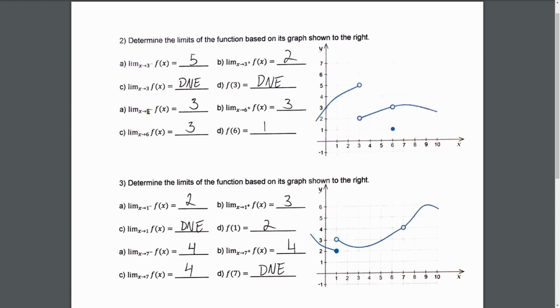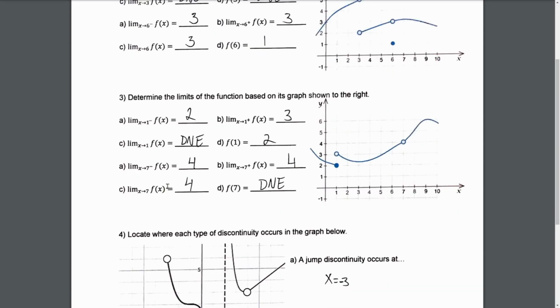Next we have x equals 6. So from the left side, these y values are increasing and they're approaching 3. And from the right side, these y values are decreasing and also approaching 3. So the limit here would be 3 since they are equal to each other. Now the value at x equals 6 is 1 since the solid point is here at y equals 1.